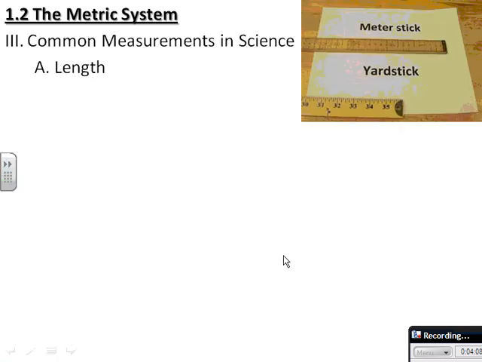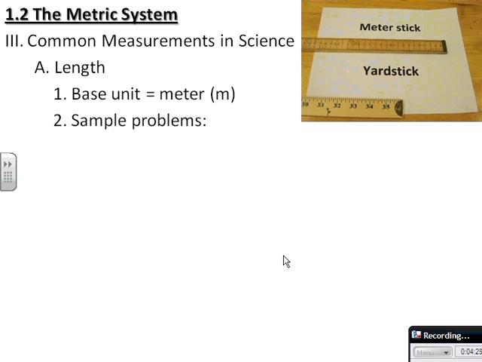But we're going to continue on now and take a look at length and how we use the metric system in measuring length. As it has been mentioned before, the base unit of length is the meter. Now, to familiarize ourselves with how this works, we're going to look at a few sample problems.